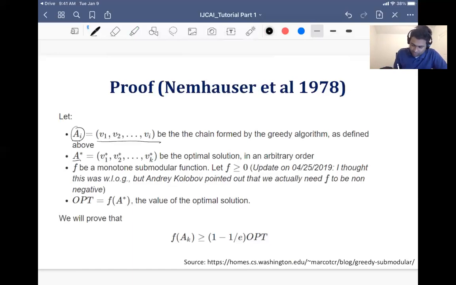And F here is a monotone submodular function. We'll assume that f is greater than or equal to 0. By the way, this is taken from a blog over here, and I'm just acknowledging this blog. Then define OPT as f of A star. So what we will prove is that f of A_k is greater than or equal to 1 minus 1 over e of OPT.